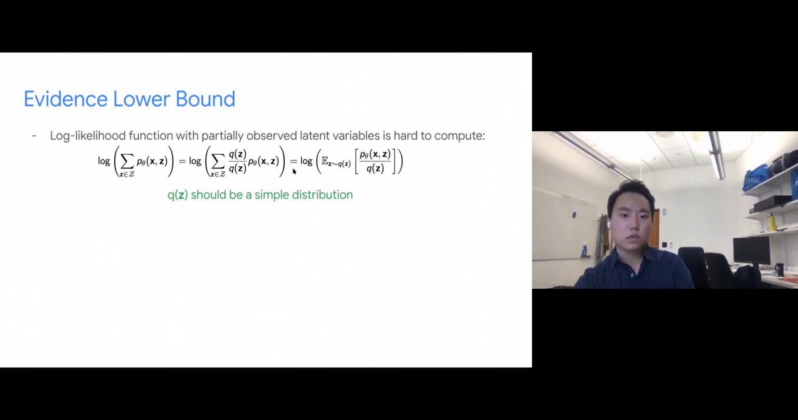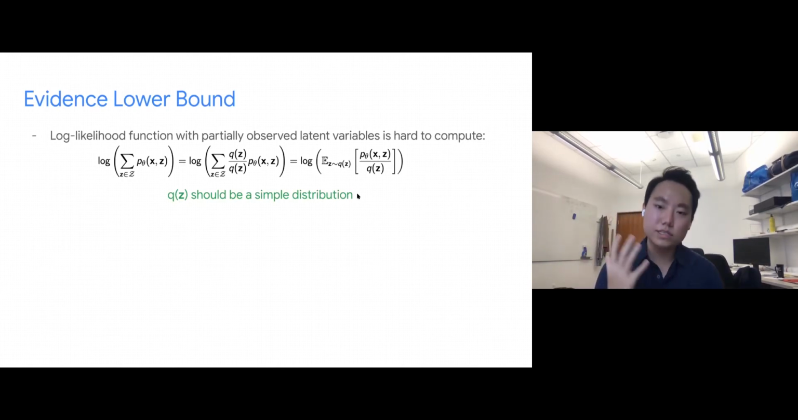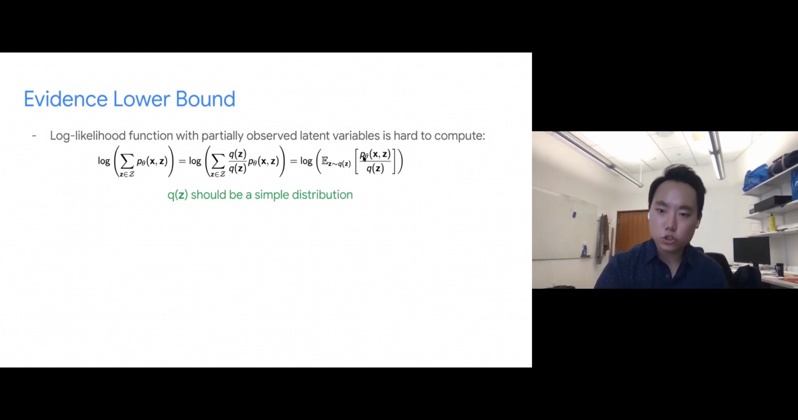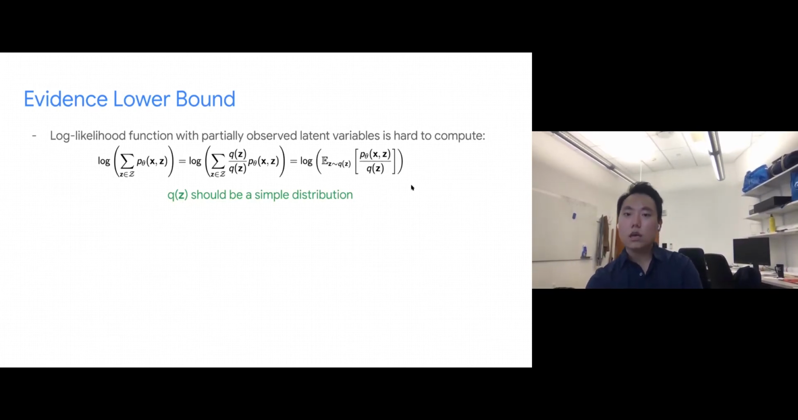Expectation over Z of what? What's left over inside is your joint divided by Q of Z. So why do you want to do this? Intuitively, you want to choose Q of Z, which is what we usually call a proposal distribution. You want Q of Z to be simpler. We know that your joint distribution is complex, your P's are complex, but I'm going to choose Q to be a simpler distribution, a simple distribution that allows me to sample Z from Q of Z and compute this expectation using Monte Carlo samples.